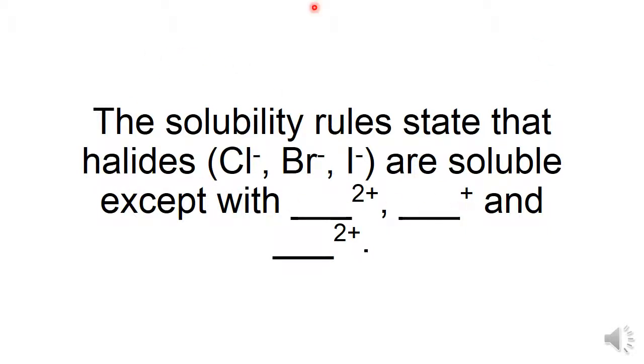All right, this seems like a lot to handle, but it's just setting up the context for some solubility rules. The solubility rules state that halides, that's chloride, bromide, iodide, not including fluoride, are soluble except with blank 2 plus, blank plus, and blank 2 plus. So what are the exceptions to the solubility of halides? And when I say halides, I mean these 3 things. I'm not including fluoride. So what aren't they soluble when paired with?